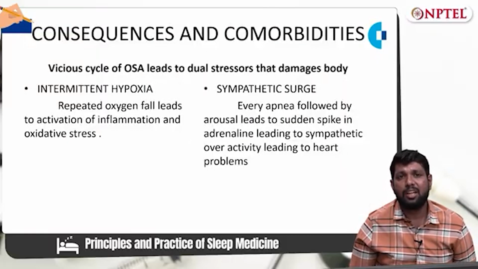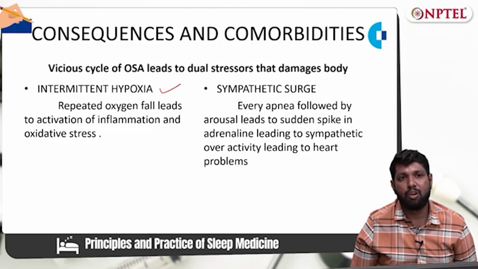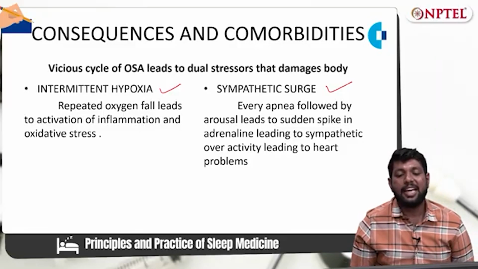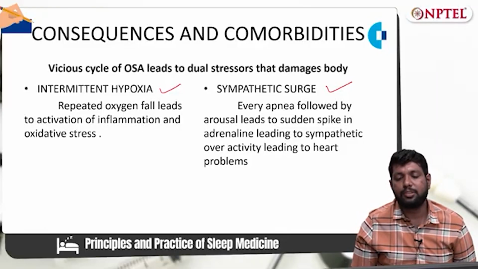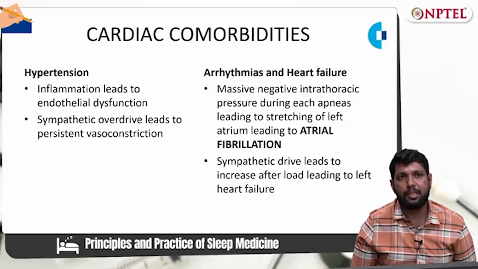This vicious cycle of OSA leads to dual stressors that damage the body, which leads to multiple consequences and comorbidities. The first one, intermittent hypoxia. The repeated oxygen fall leads to activation of inflammation and oxidative stress and sympathetic stress. Every apnea is followed by an arousal, leading to a sudden spike in adrenaline, leading to sympathetic overactivity, leading to more heart problems. The cardiac comorbidities include hypertension.